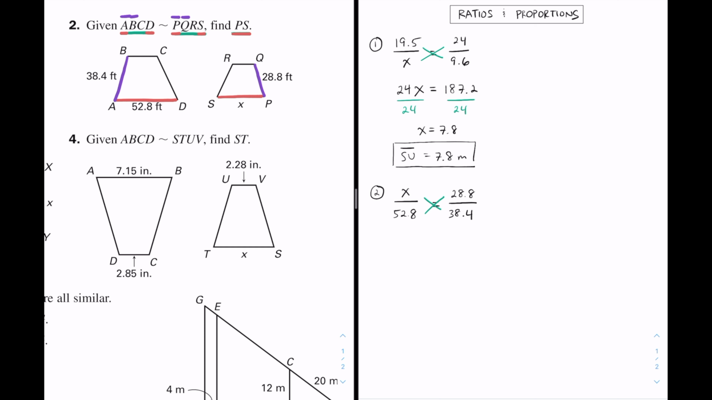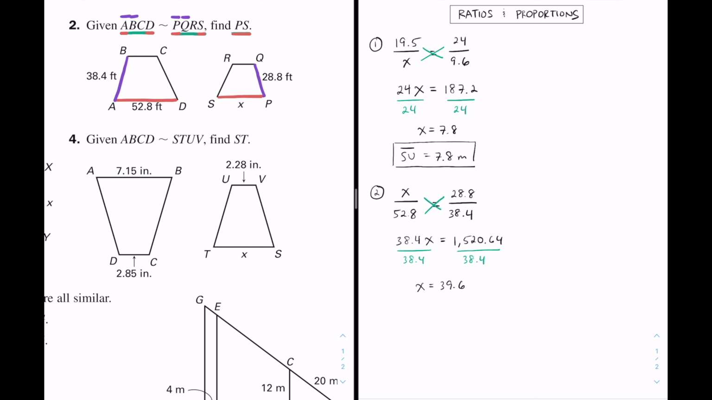So if we multiply the 38.4 by x, that's going to be 38.4x. And on the right side, if we take that 28.8 and then multiply that by the 52.8, that's going to end up being 1,520.64. And then we can use the division property of equality, divide both sides by 38.4. And if we divide that big number by 38.4, we should find out that x is equal to 39.6.